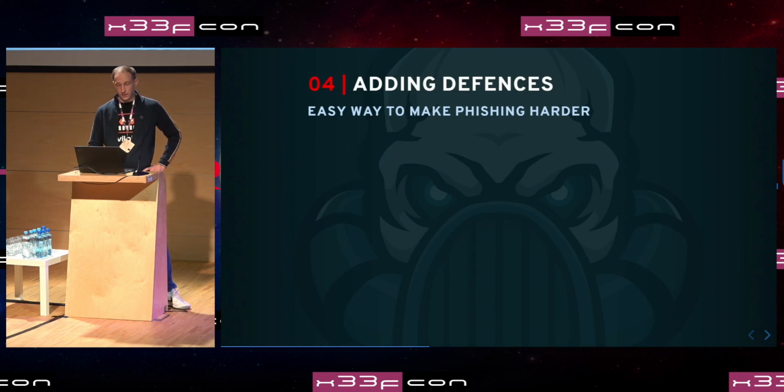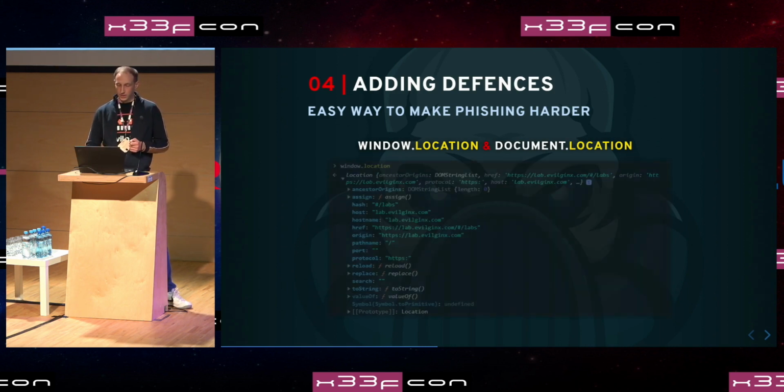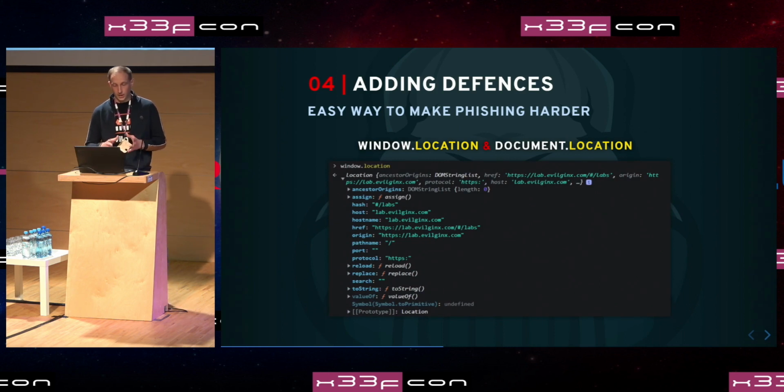So, adding the defenses: how to make phishing harder on the side of web development. We have two objects that are accessible through JavaScript, window.location and document.location. These objects actually hold all the information that we need to protect the users. So we have the host name and the full URL of the page that the user is currently visiting.